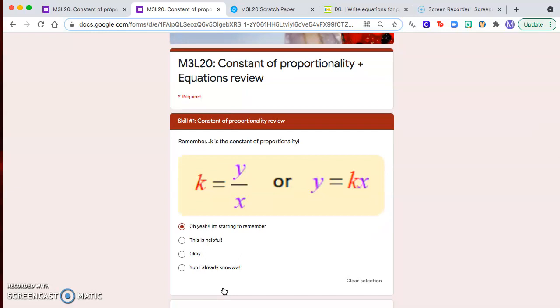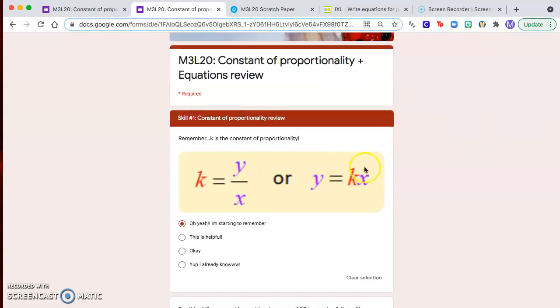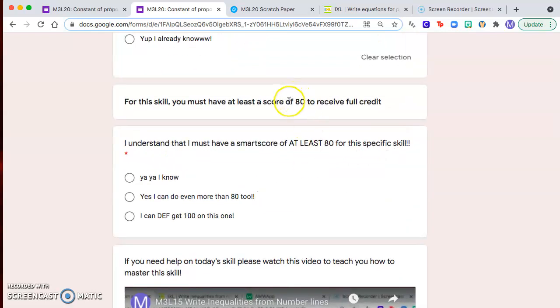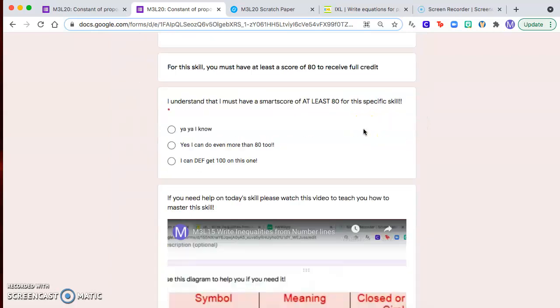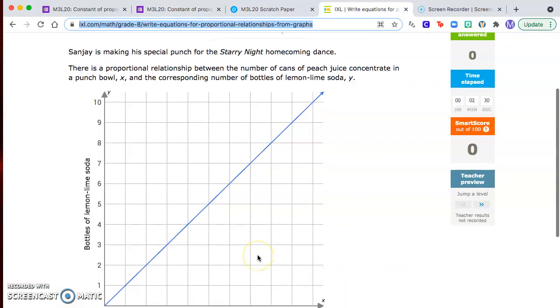I put this diagram here to help you remember the formulas. Remember that the constant of proportionality is always y divided by x, because the whole point is you multiply the constant with x in order to get y. This is here if you need it. In order to receive full credit, you have to try and get a score of 80 to complete it.